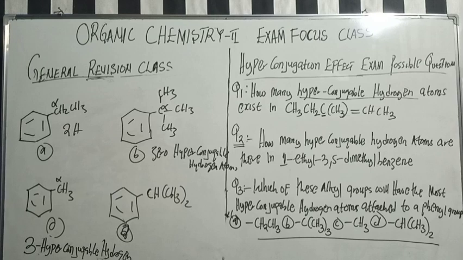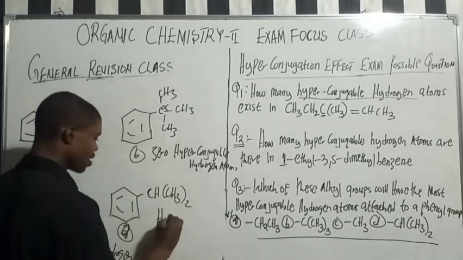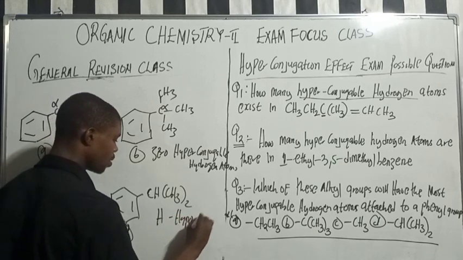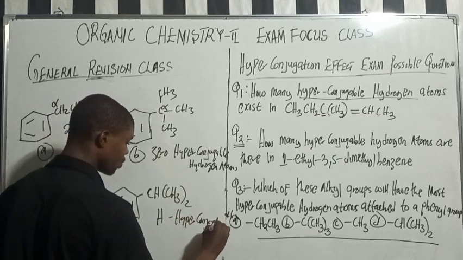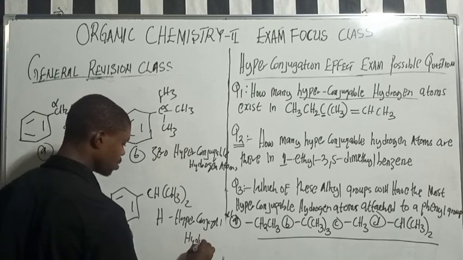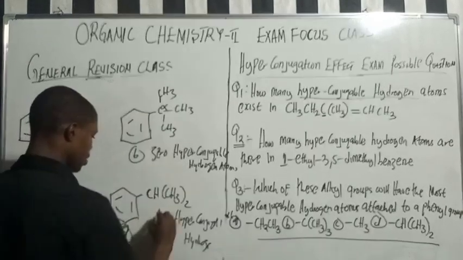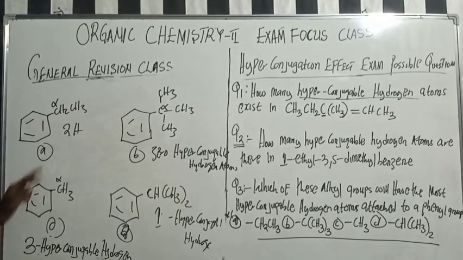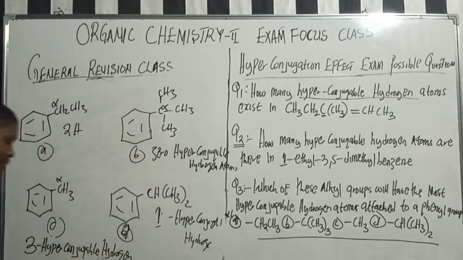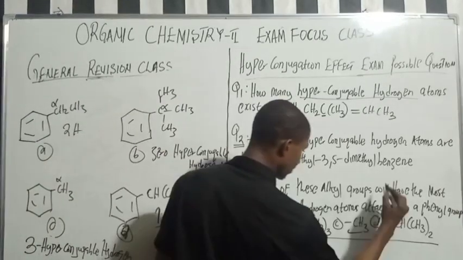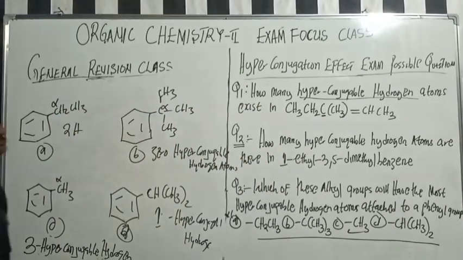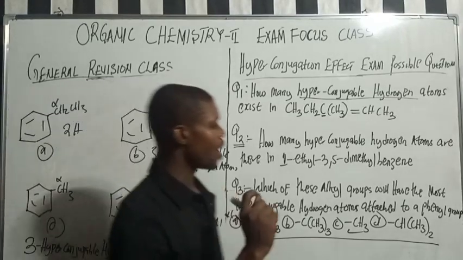Right? Three hyperconjugable hydrogens. Now this one is having only one hyperconjugable hydrogen. This is that one. So this one is having two, this one is having zero, this one is having one, this one is having three. So this one is the highest. So C is the correct one. Do you understand? So that is for hyperconjugable hydrogen atoms.